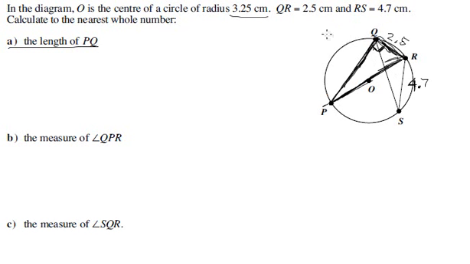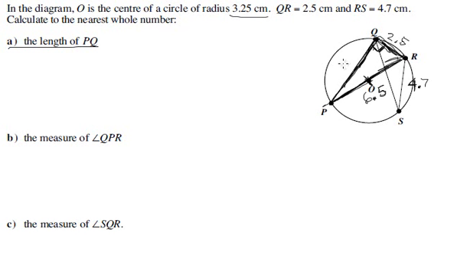There is a way to do it. They told us the radius is 3.25. That means from R to the center is 3.25. From the center over to P is another 3.25. So this side is a grand total of 6.5 centimeters. And now we have an equation to play with.